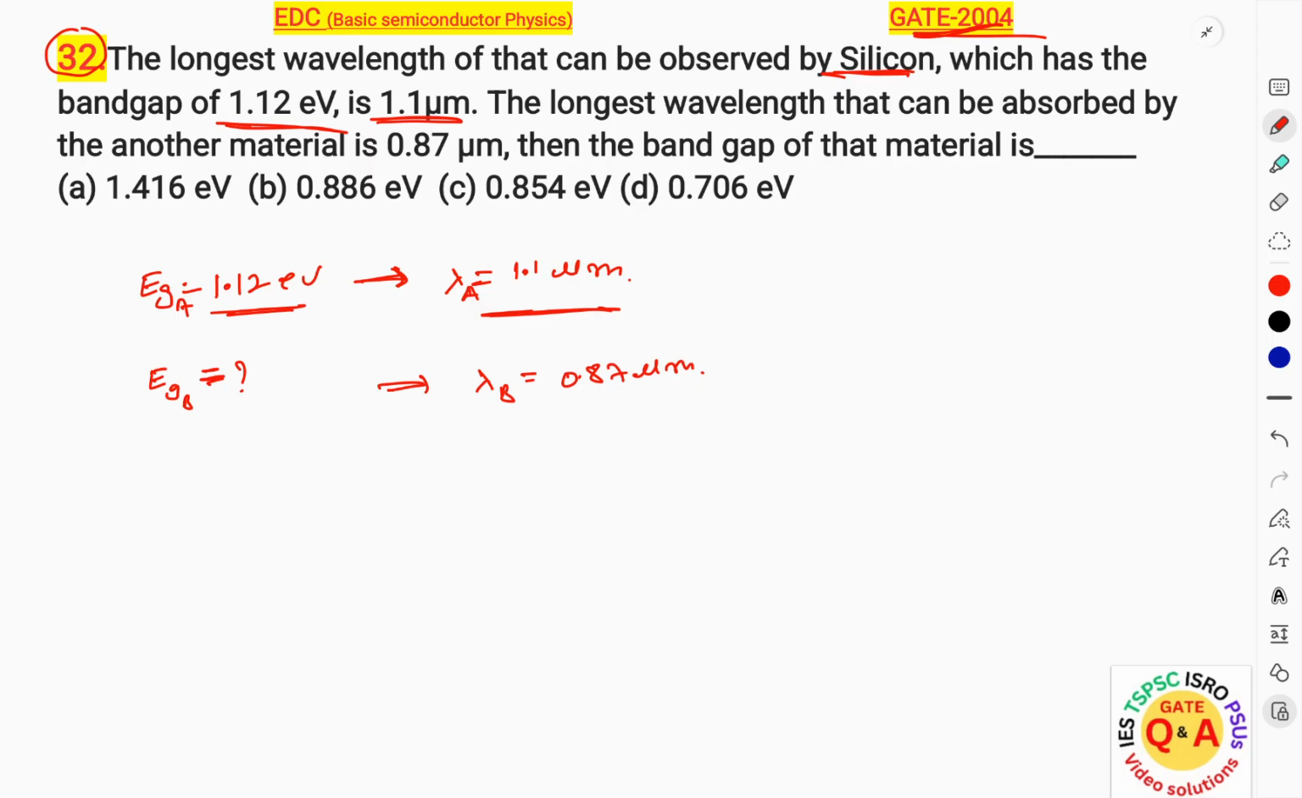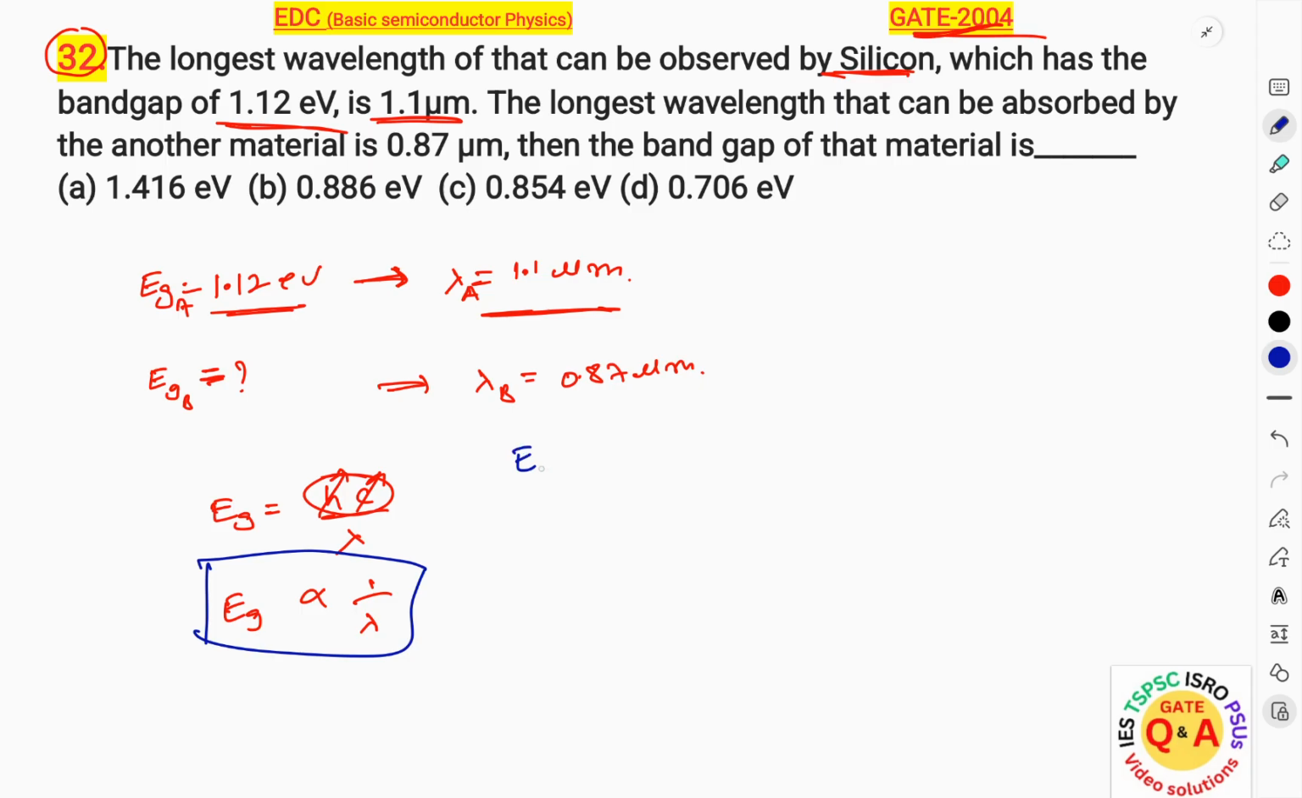We know the relation between energy band gap and wavelength is an inversely proportional relation. Eg is equal to h into c by lambda. Planck constant is constant, light velocity is also constant. So the energy gap is inversely proportional to lambda. From this relation, EgB by EgA is equal to lambda A by lambda B.